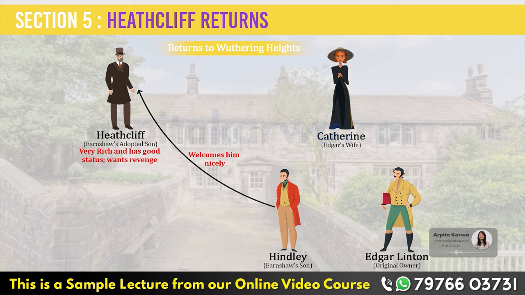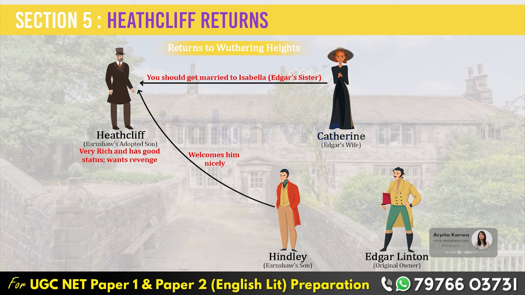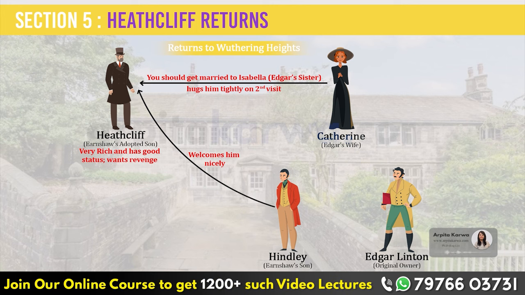Now, Catherine told Heathcliff that her husband's sister, Isabella, likes him and they should get married. However, Catherine and Heathcliff still had feelings for each other, even after all those years. So when Catherine and Heathcliff meet again, they hug each other very tightly. Now, her husband, Edgar, did not like this behavior and he gets furious. He gave two options to Catherine.